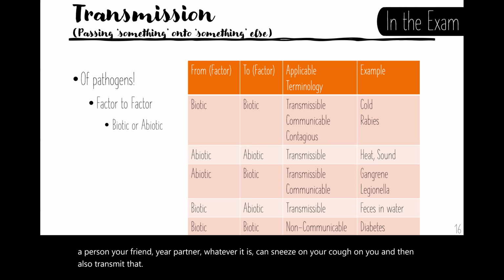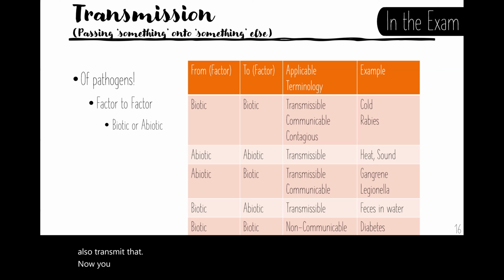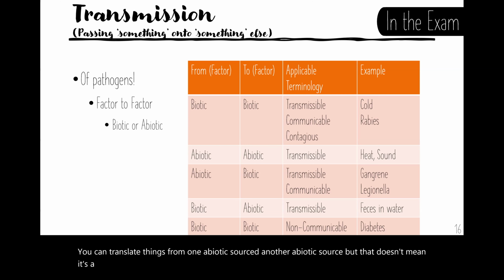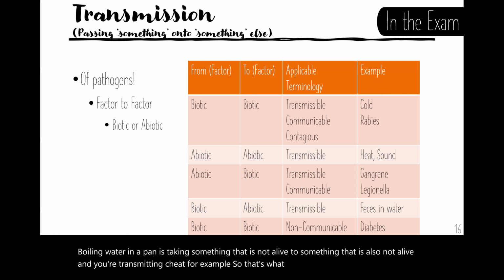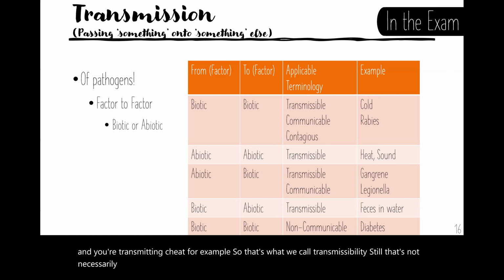Now, you can transmit things from one abiotic source to another abiotic source, but that doesn't mean it's a disease. So transferring boiling water in a pan is taking something that is not alive to something that is also not alive, and you're transmitting heat, for example. So that's what we call transmissibility still. Now, that's not necessarily anything to do with us, but that's part of that definition.